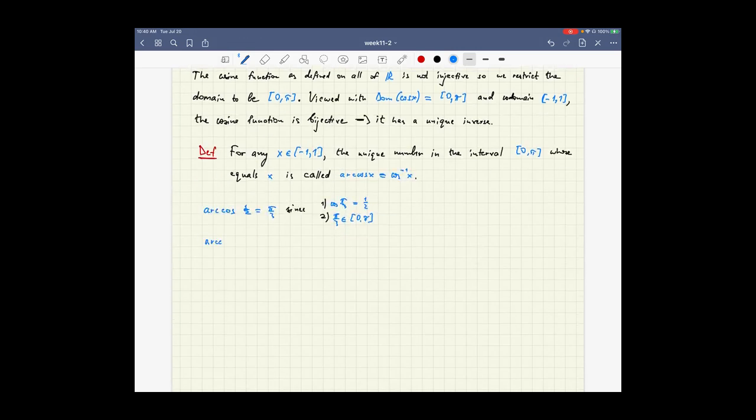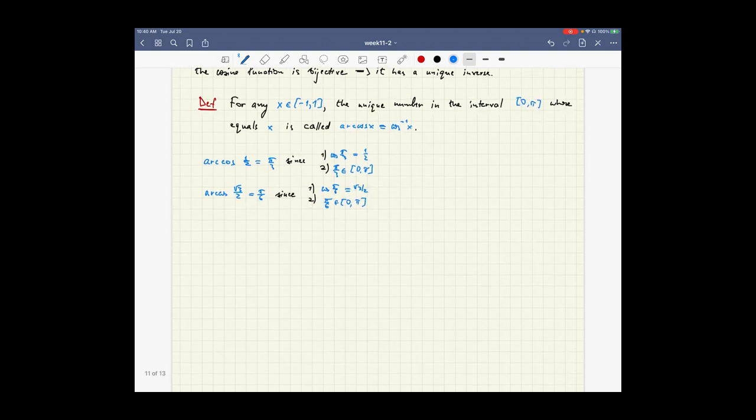What is arc cosine of root 3 over 2? We know that's pi over 6. That is because cosine of pi over 6 is root 3 over 2, and, which is no less important, that pi over 6 belongs to the interval 0, pi. In a very similar fashion, we can find that arc cosine of root 2 over 2 is pi over 4.